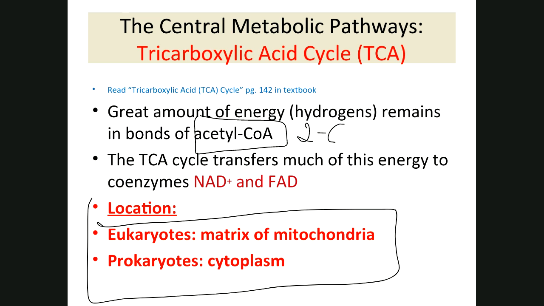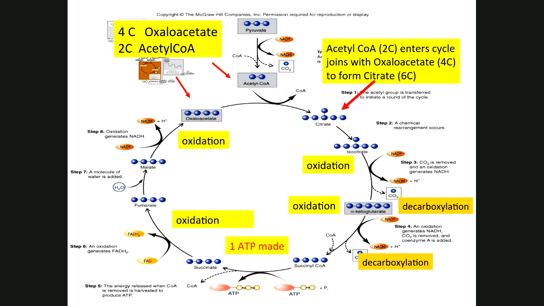It's going to oxidize the acetyl coenzyme A further, getting more hydrogen atoms out of it. So here's the acetyl coenzyme A, which enters the cycle by joining a 4-carbon compound called oxaloacetate. So a 2-carbon compound joins a 4-carbon compound, and we end up with citrate, which is a 6-carbon compound.